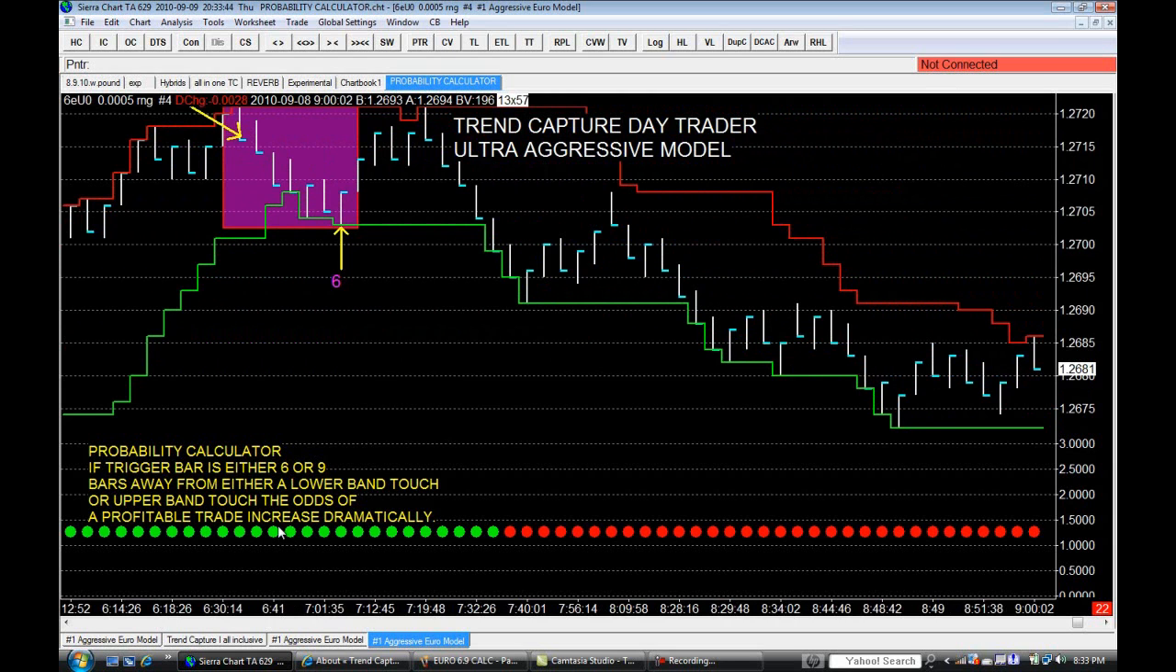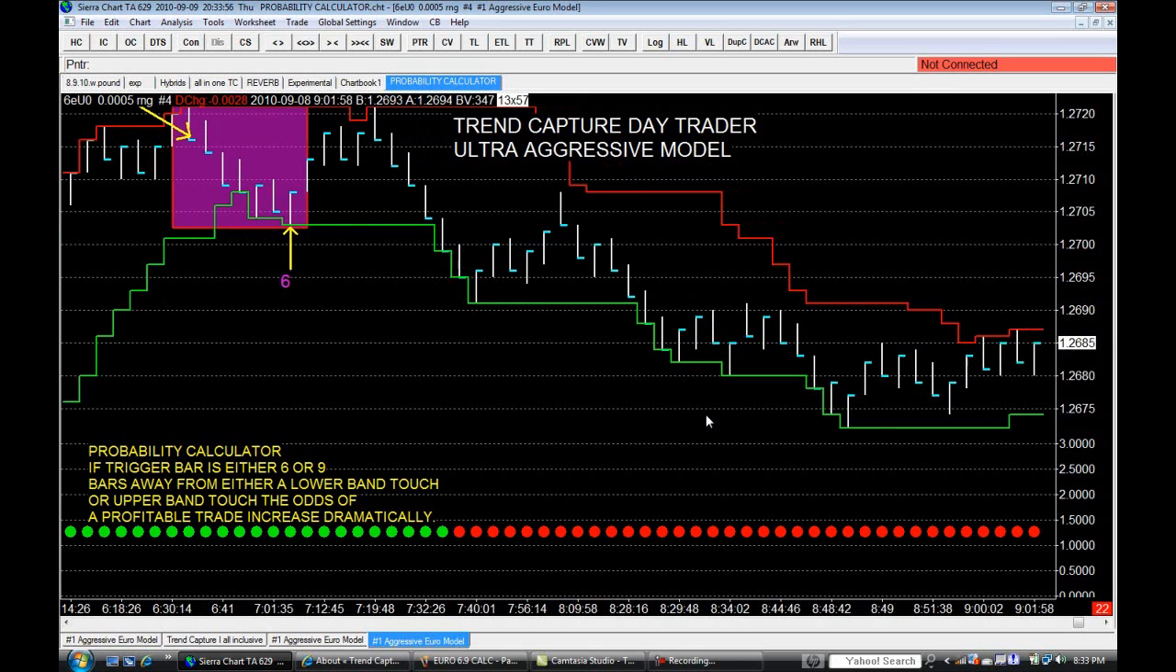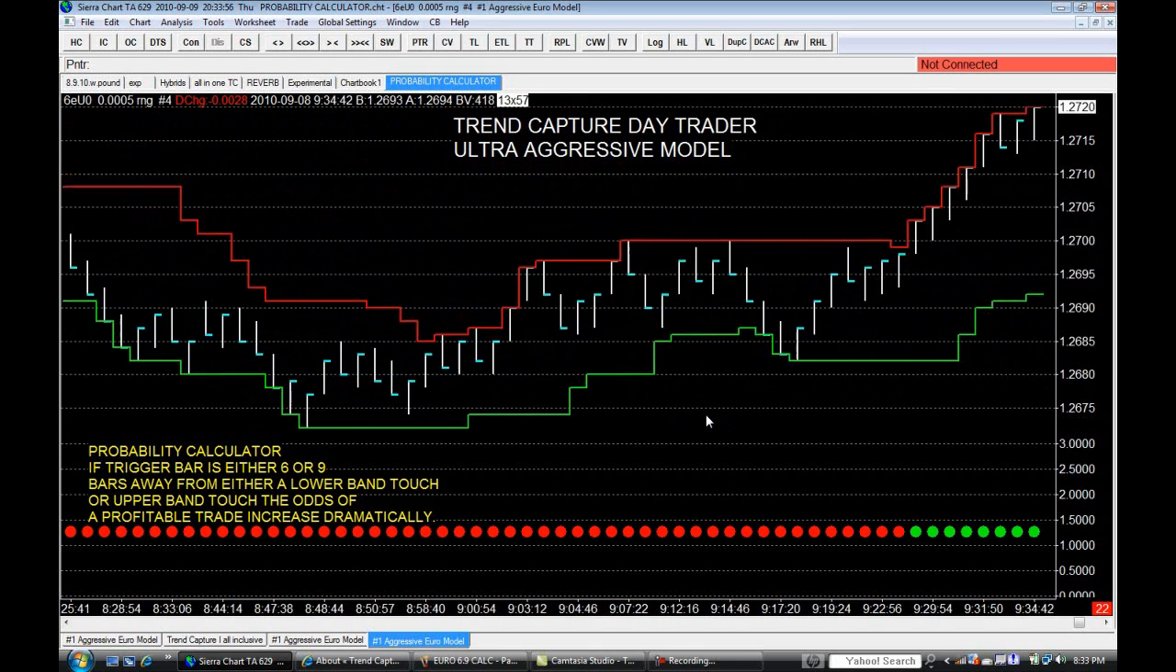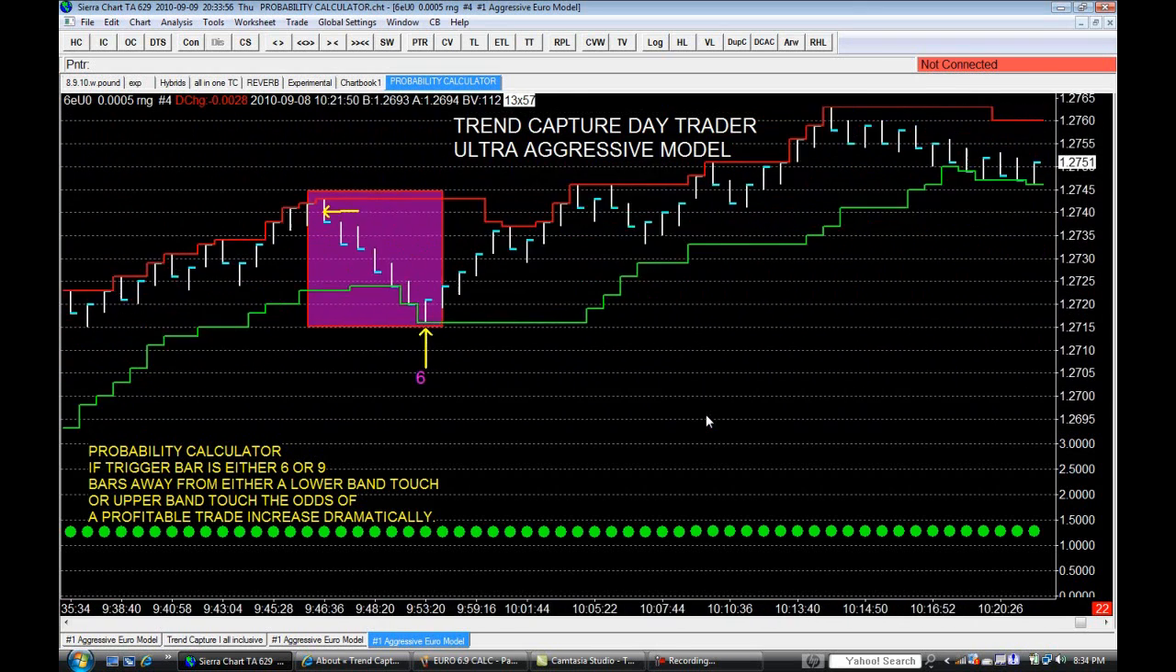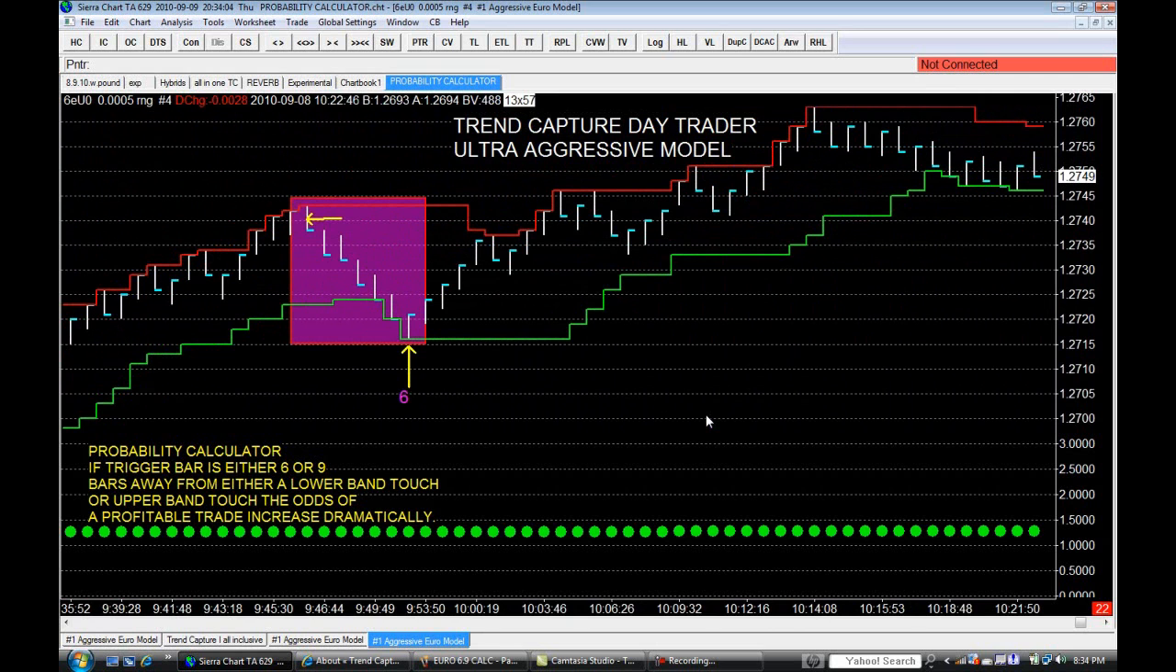Here's another situation here. The dots are still green. Touch of the upper to where you had your trigger, 6 bars, and you had a move of roughly 11 ticks. This trades just like the regular Euro models that we trade as far as times, 4 a.m. to 10:15 a.m.